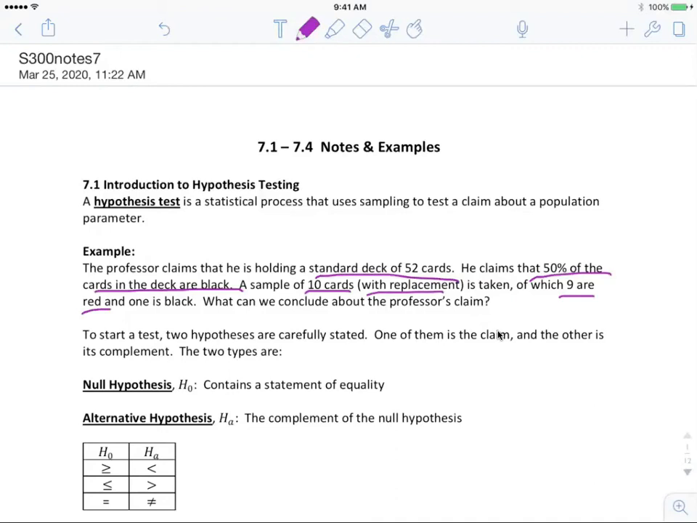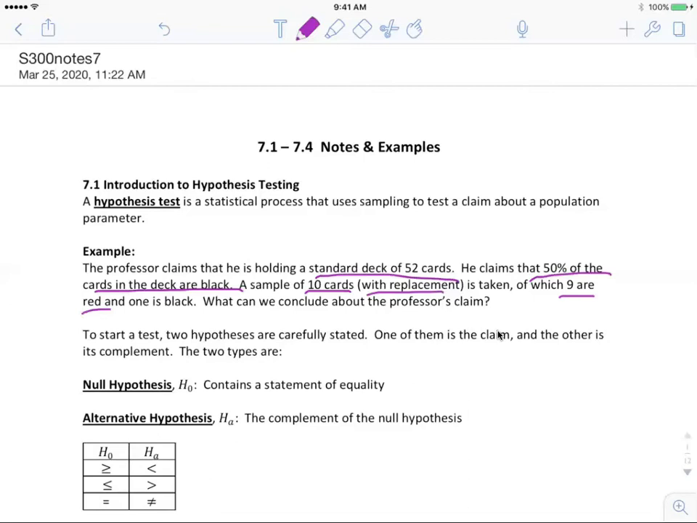What do you think about my original claim? Do you think that I was telling the truth, that there is a mixture of red and black cards? Or is something fishy going on here? Or even more extreme, what if we took a sample of 20 cards and only one of them was black and 19 were red? So that's what we're looking at when we're doing a hypothesis test. We start with a claim, we take a sample, and then based off of the probability of that sample occurring, we either support that claim or go against it.